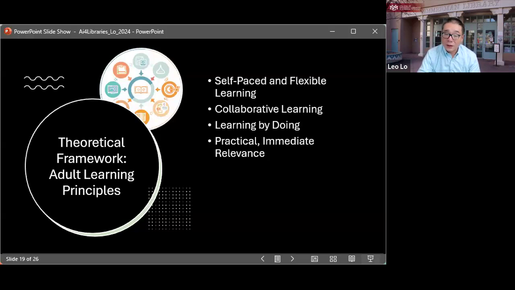Learning by doing. We prefer learning that's experiential and immediately applicable to our real life tasks and responsibilities. So learning by doing or hands-on learning means that we actively engage with tools and concepts and practice them in a meaningful way rather than just passively receiving information. And also practical immediate relevance.